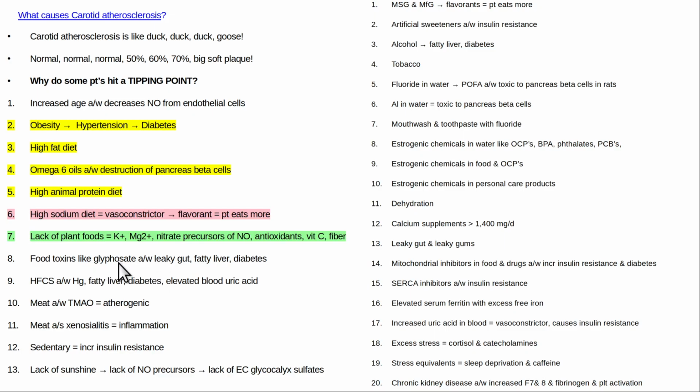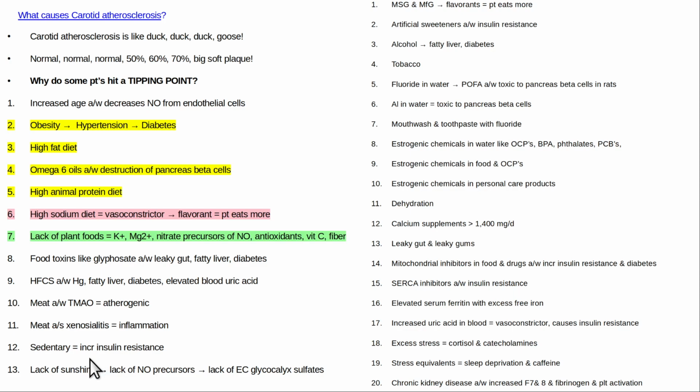Food toxins like glyphosate are associated with increased risk of leaky gut, fatty liver, diabetes. That's bad. That's why I only eat organic. High fructose corn syrup is associated with fatty liver. I got entire lectures on high fructose corn syrup, leading to elevated blood uric acid and diabetes. That's bad. Meat is associated with TMAO, trimethylamine oxide, and that is atherogenic, more blood clots in the blood. Meat's associated with xenosialitis because it has abnormal sialic acids that confuse the immune system. That causes inflammation, bad for blood flow.